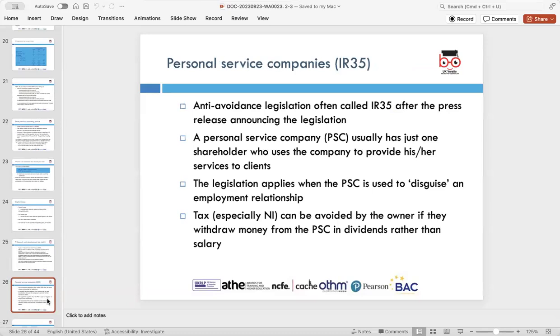Personal service companies, IR35. What exactly is a personal service company, or PSC for short? Well, it is typically a company with just one shareholder who uses it to provide their services to clients. So essentially, it is a way for individuals to work for themselves through their own company rather than as an employee of another company.